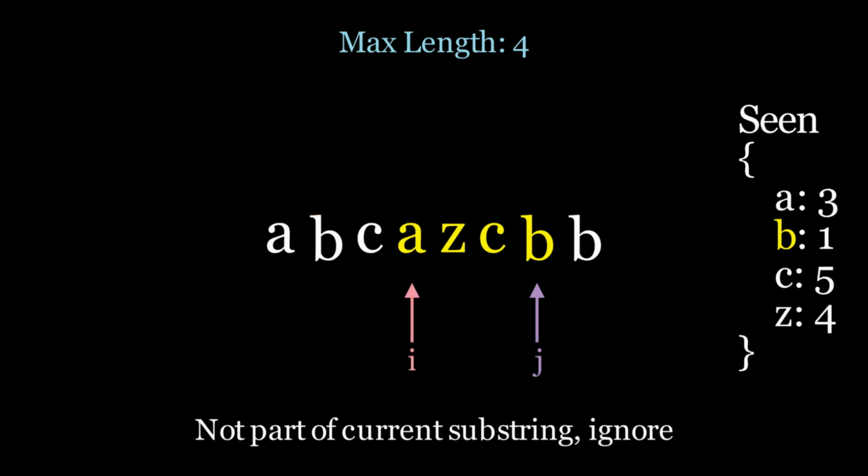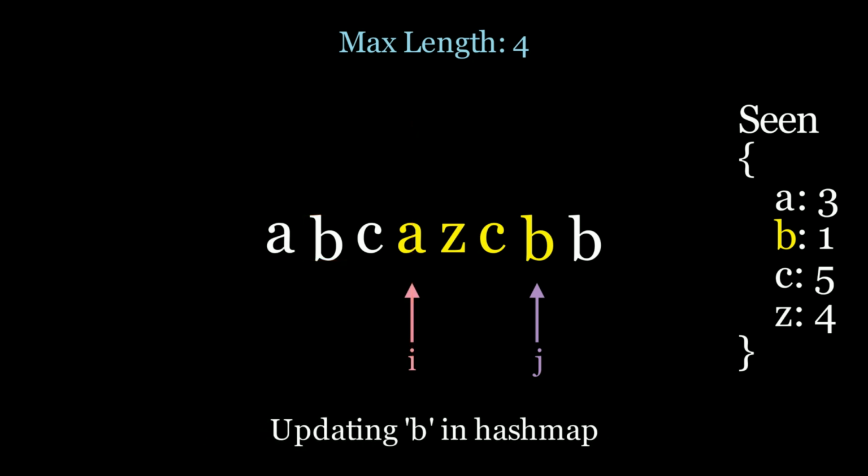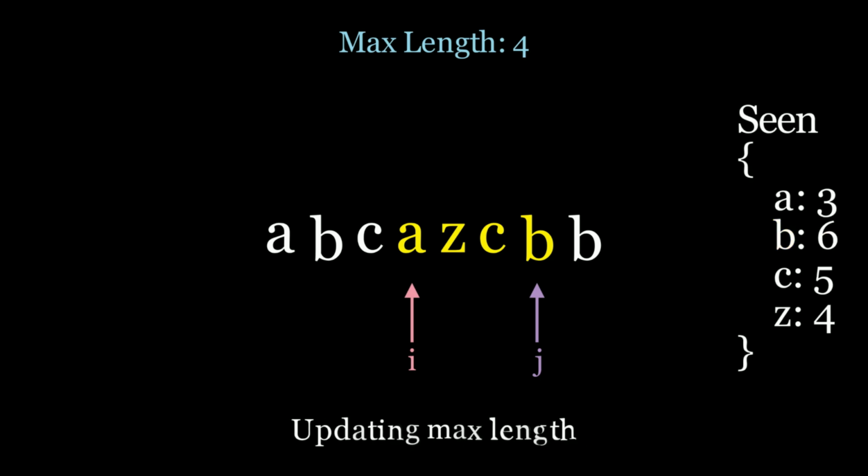And so in this case, we're just going to update the value of b in the hash map to the current index, and then we're going to update the max length. In this case, it stays 4.